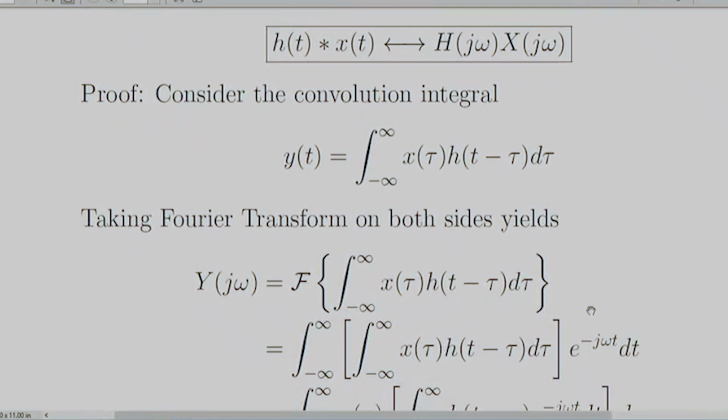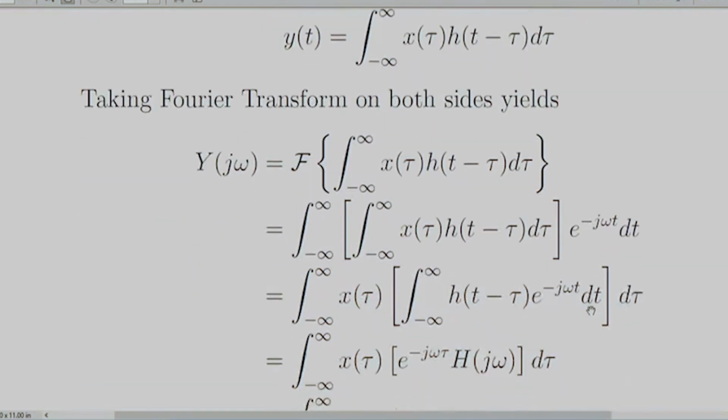I'll just go through it quickly. Here's the description of the convolution. This is actually what we typically would write as x of t convolved with h of t. And then what we do is we just transform both sides because these are equal signals. So y of j omega is the transform of this. Well, we just apply the definition of the transform. This is nothing other than the analysis equation.